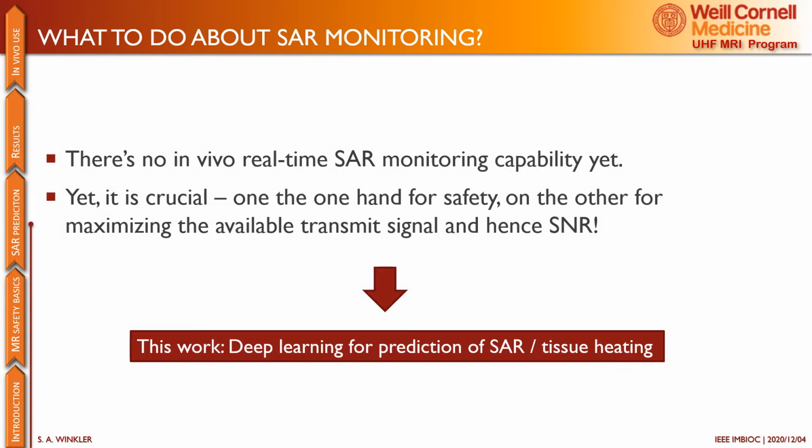Now, what do we do? Well, there's no in vivo real-time SAR monitoring capability yet. That doesn't exist. There are all kinds of workarounds with stored databases and so forth. It's crucial because you really need to know if you cause very hot local areas, for safety. But the other thing is, what people do nowadays is they introduce huge margins just to be safe. They transmit a lot less signal than they think they can, just so they're on the safe side. If you're able to predict SAR better, then you can also use more signal and get a better image. So in this work, we're proposing to use deep learning to predict SAR and tissue heating.